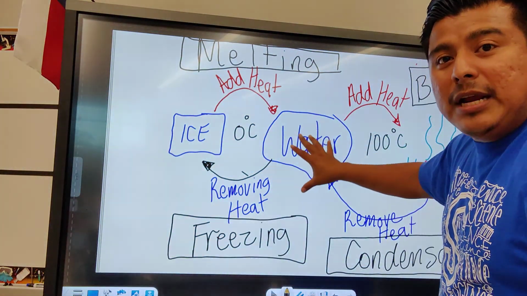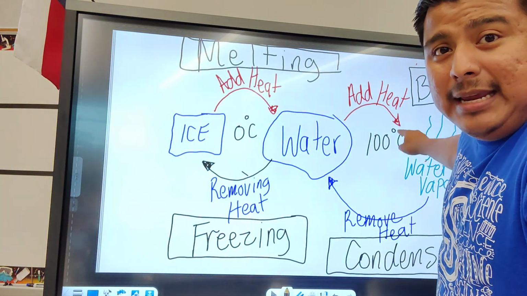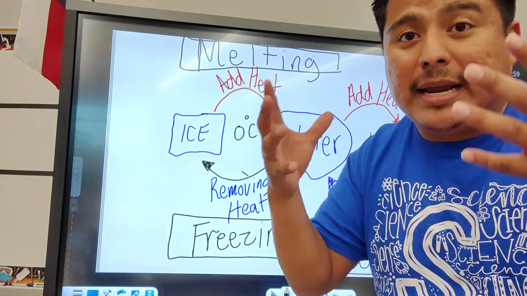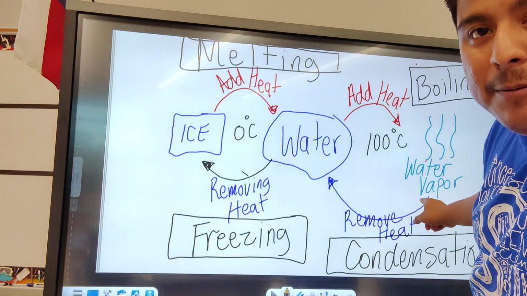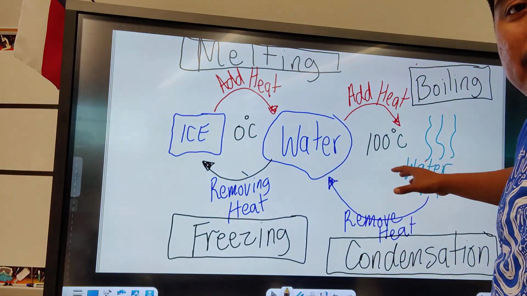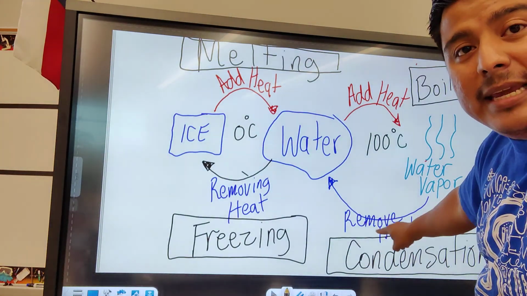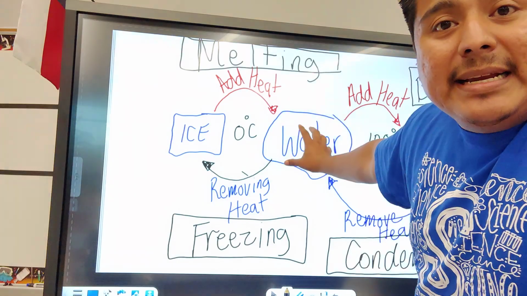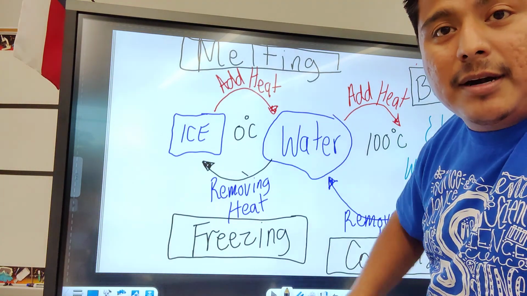Now, when you have water and you want to go a step further, you have to add more heat. By adding more heat, that water wants to spread out, and because it spreads out so much, it turns into a gas where the molecules just go everywhere. So it turns into a gas called water vapor, and this water vapor is in the air right now as we speak. But when the water vapor cools down, or some of the heat is removed from it, it condenses back into water, and then we're back to where we started.